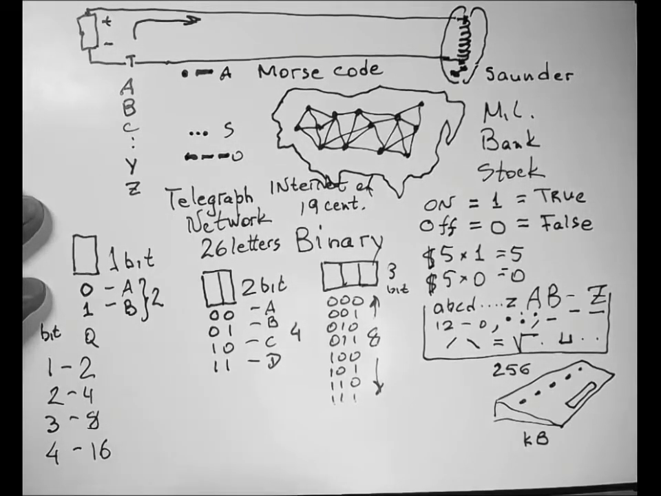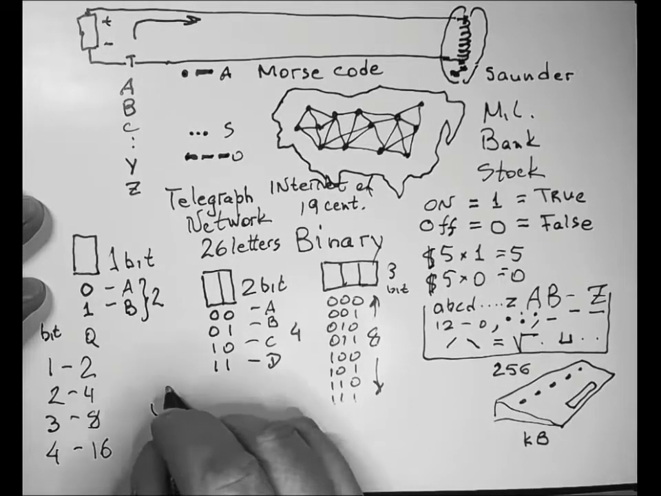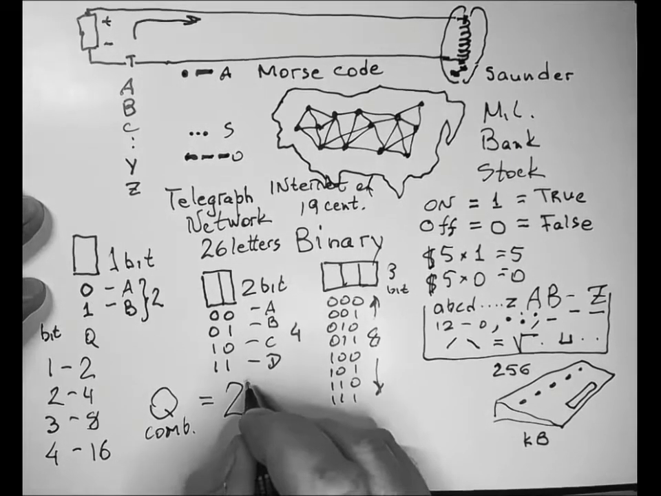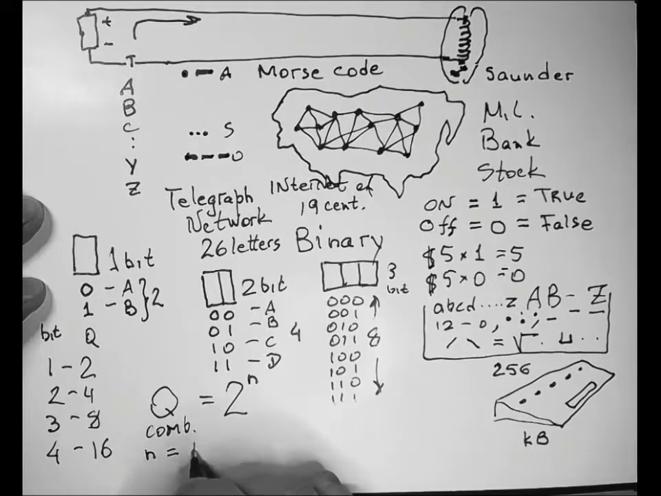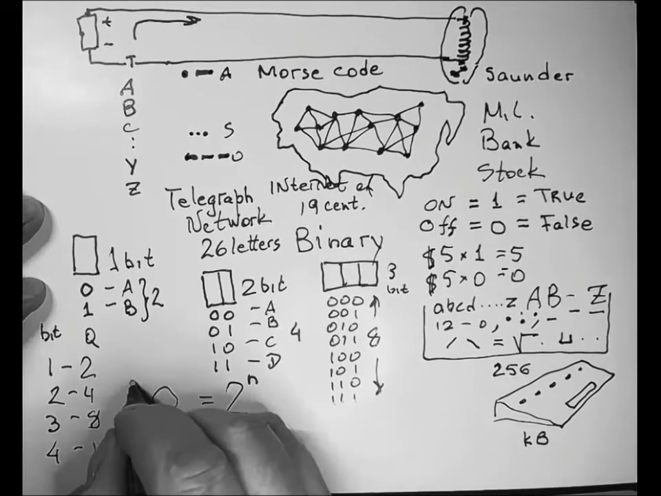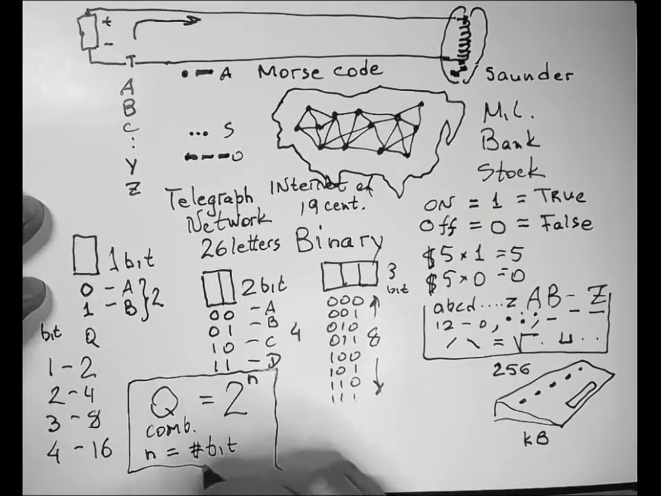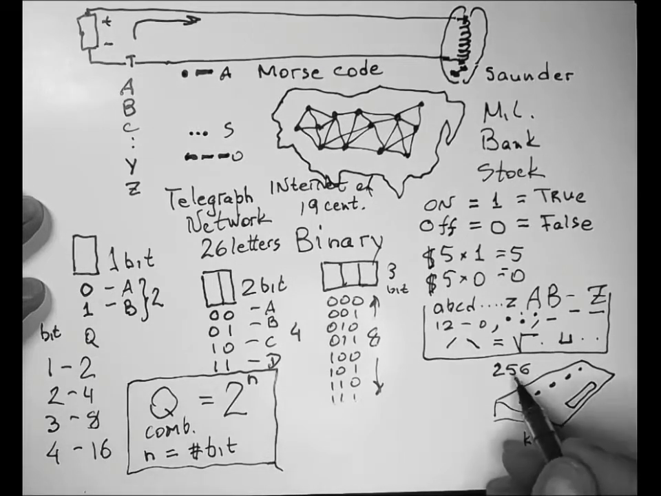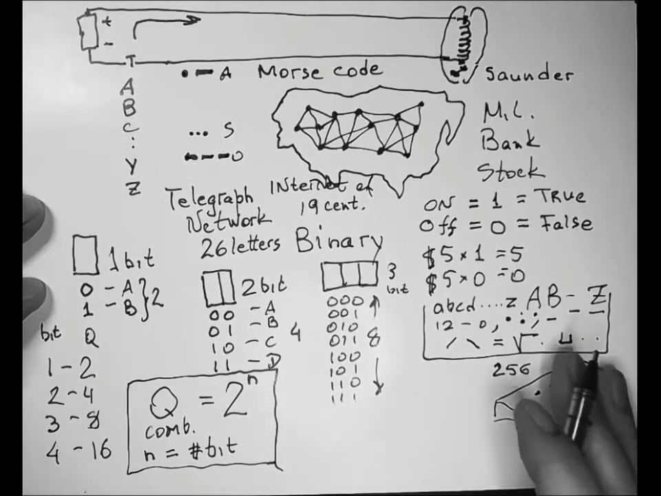16 combinations. So the formula created according to this dependency is Q, the number of combinations, is equal to 2 to the power of n, where n is the number of bits that we use. This formula, folks, must be remembered because it will be on exams. Number of combinations for 4 bits: 2 to the power of 4 is 16. It works.